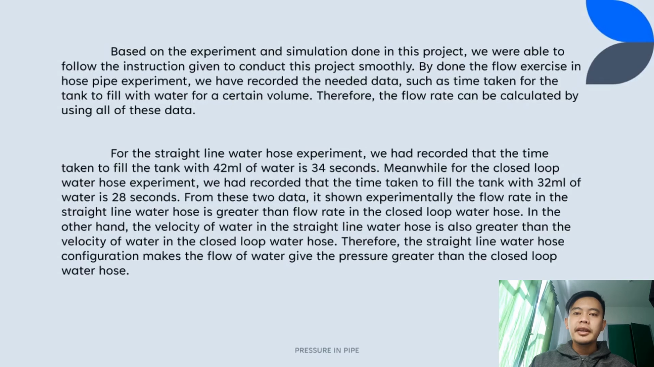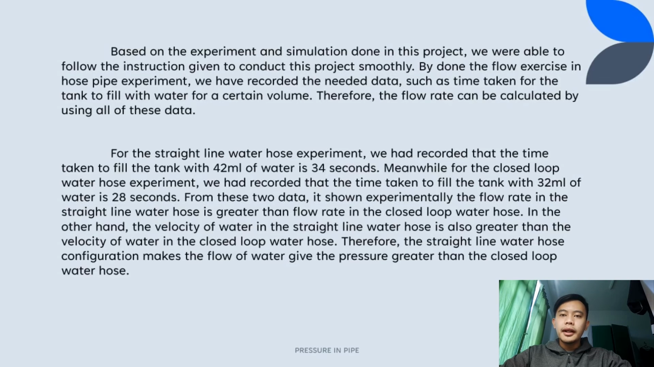Assalamualaikum and hi. My name is Muhammad Afiq Haikal bin Mayudin from the class of PMMM session 1/1. My metric number is B092010066, and now I will present about the conclusion of our experiment of pressure in pipe.